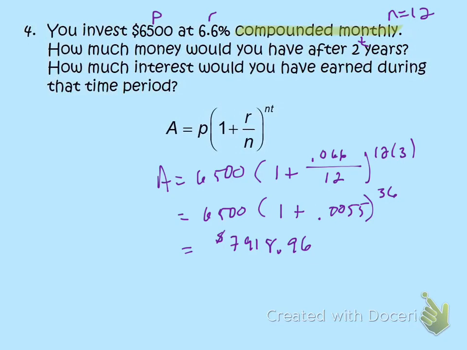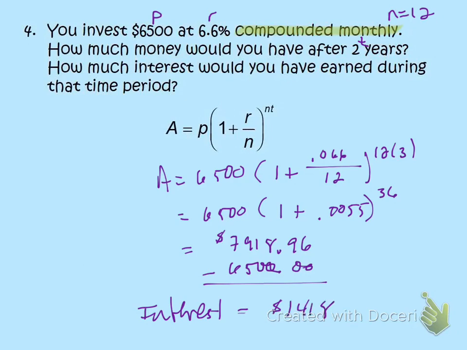Well, since you started out with $6,500 and now you have $7,918.96, all you got to do is subtract the $6,500 that you initially put in there to find out how much interest you earned, and the interest is $1,418.96.